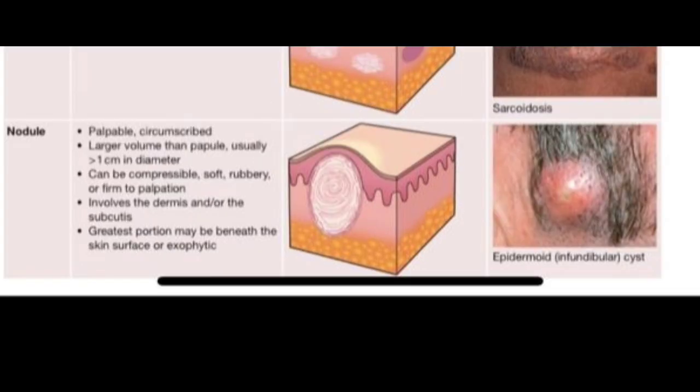Then nodule is a palpable, circumscribed lesion of size more than 1 cm. Nodule is a primary lesion which cannot be differentiated on inspection. It requires palpation to differentiate a nodule from a papule or plaque. It may be compressible, soft, rubbery or firm on palpation, and it involves the dermis or the underlying subcutaneous tissue. The greatest portion may be beneath the skin surface or it may be exophytic.